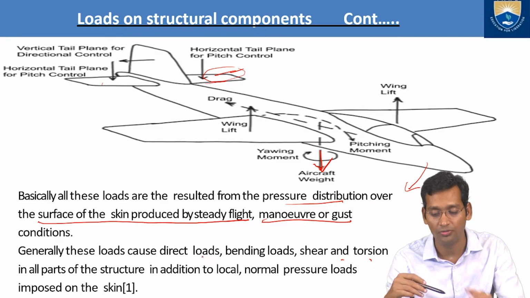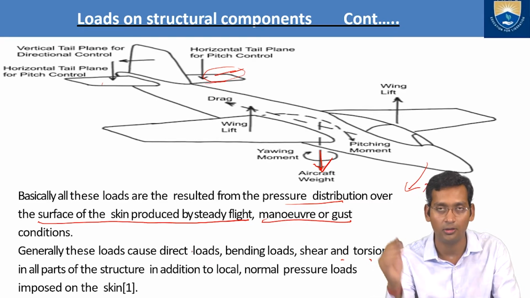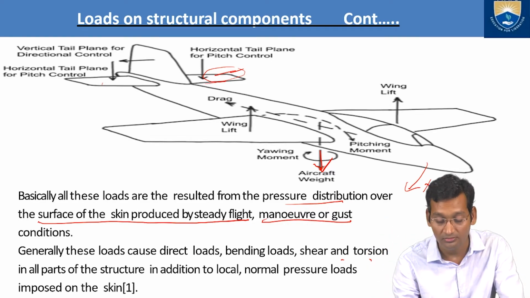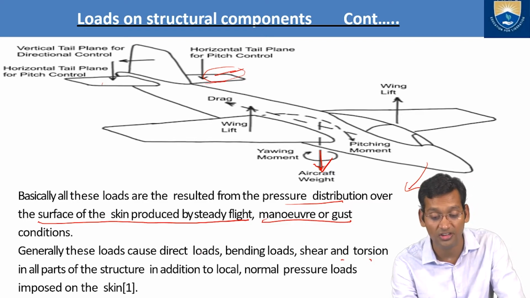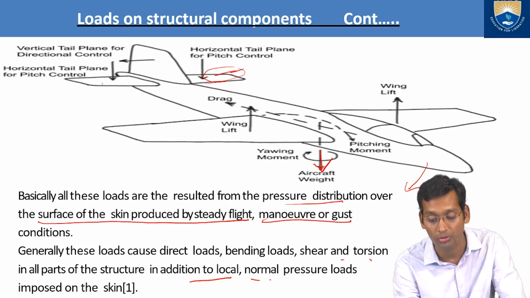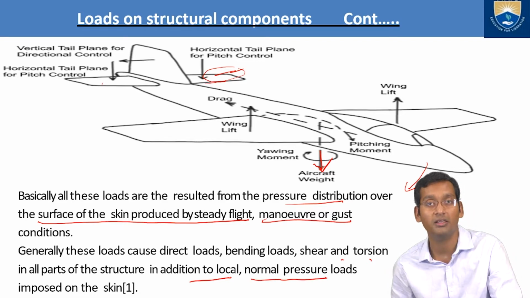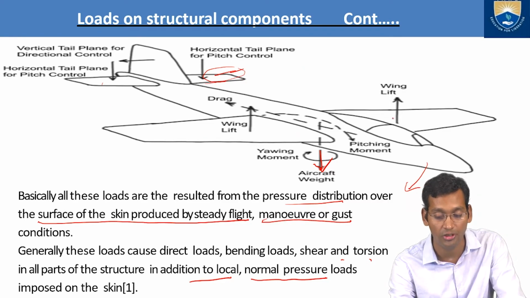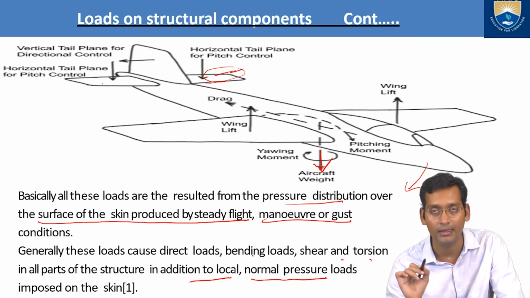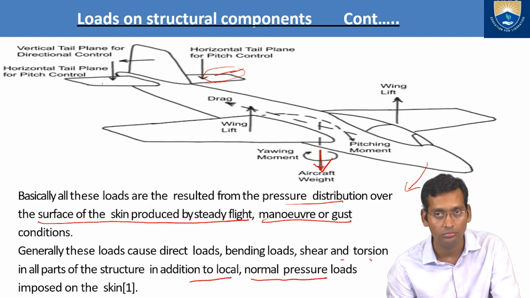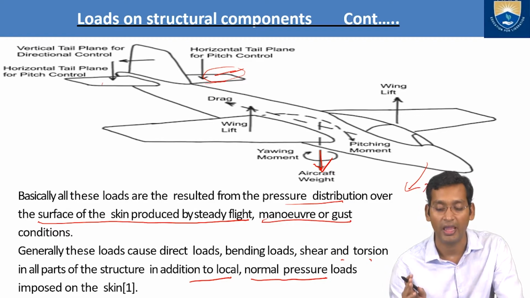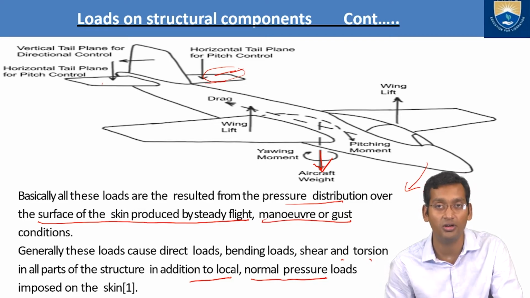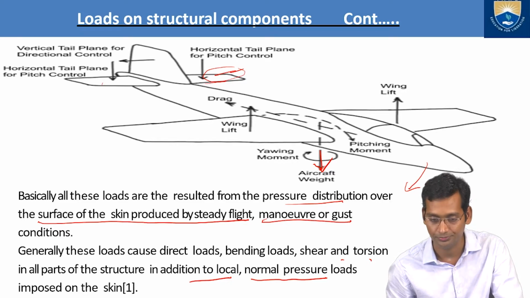Bending load is if this bends, which we already discussed. Direct load acts on the body just like air sitting on it. In addition to these direct loads, local loads and normal pressure loads also act on the skin. So we have to take care of all the loads acting because of pressure distribution, direct load, and local normal loads, and according to that we should prepare the structural material and structural design so that it can sustain them.